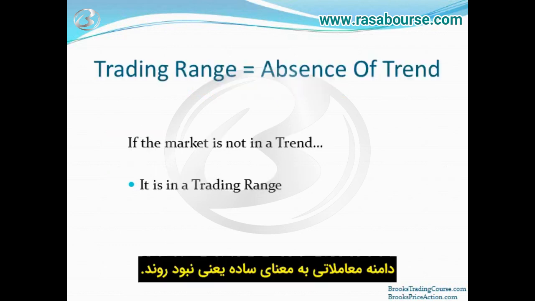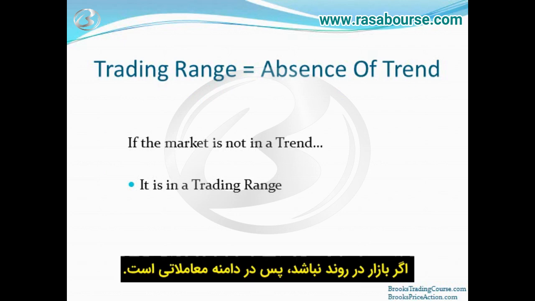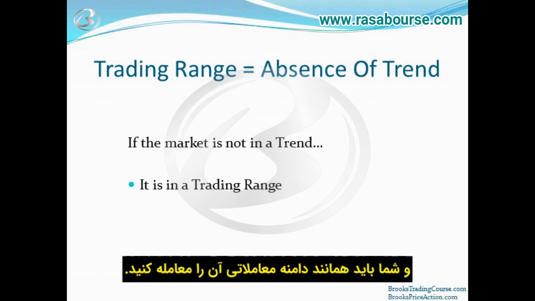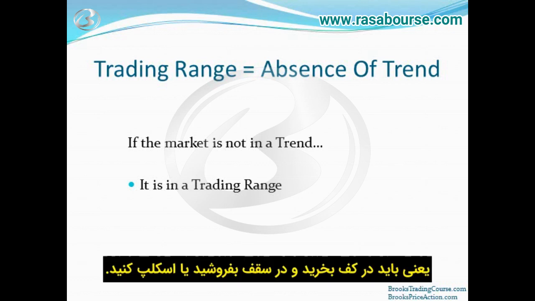A trading range is simply an absence of a trend. If the market's not in a trend, it's in a trading range. So if there's no clear trend on the screen, the market's in a trading range, and you should trade it like a trading range. Buy low, sell high, and scalp.